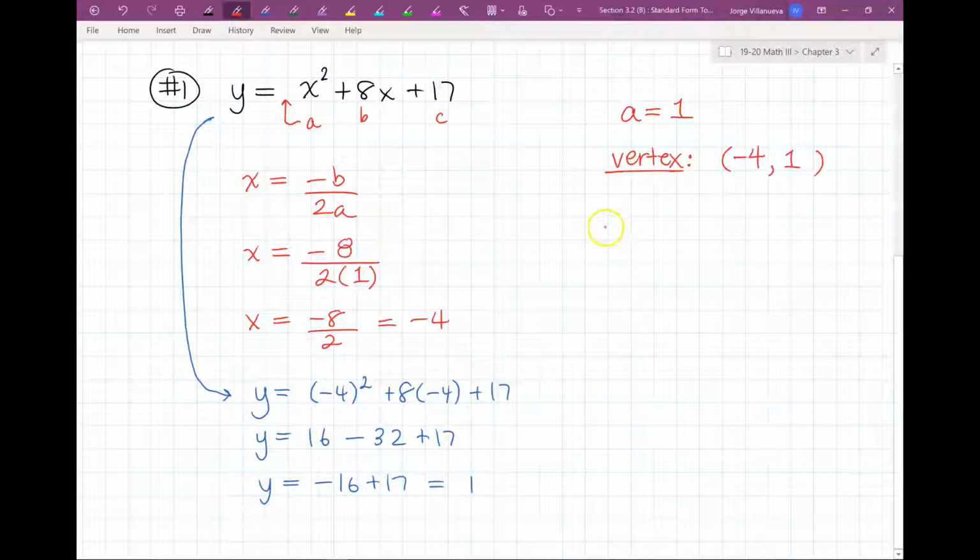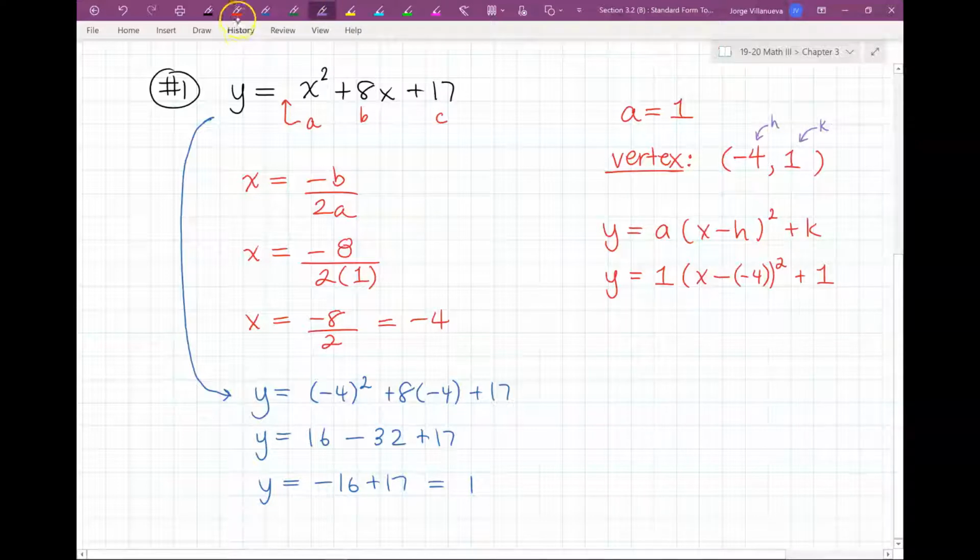So let me just write vertex form right here to remind ourselves: a times x minus h quantity squared plus k. All right. Now I know what A is. A is 1. So y equals 1 times x minus, what's my h? If I have my vertex up there of -4, 1, what's the h value? The -4 or the 1? The -4, right? So -4 squared. And then my k value must be the 1 at the end, right? So I'm going to mark it for you guys. This is h and this is k.